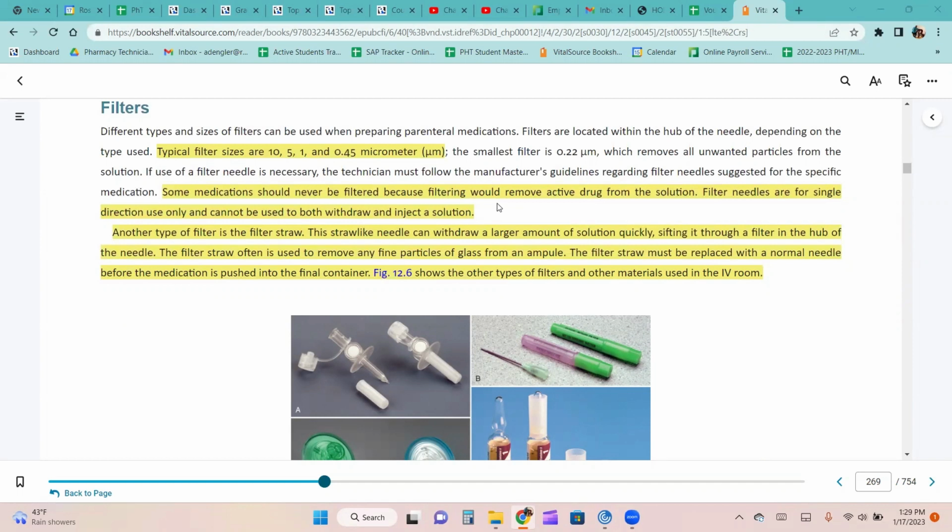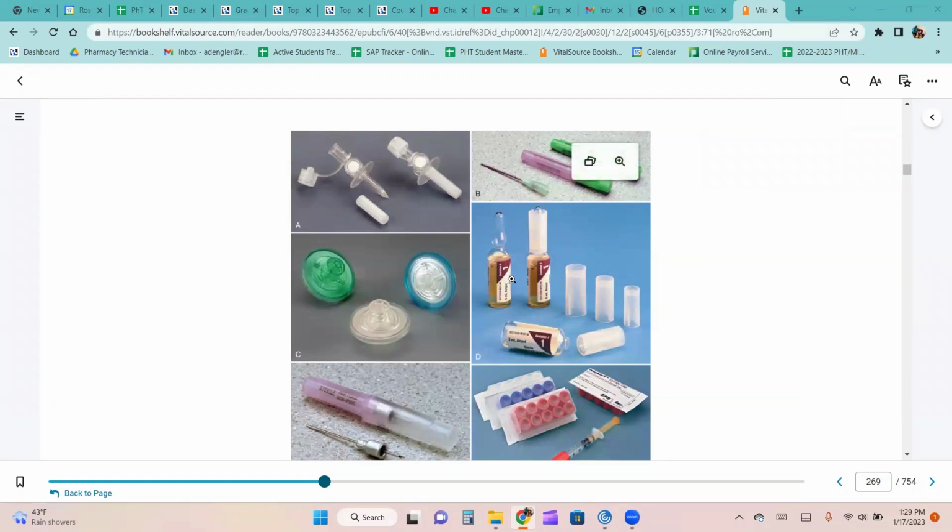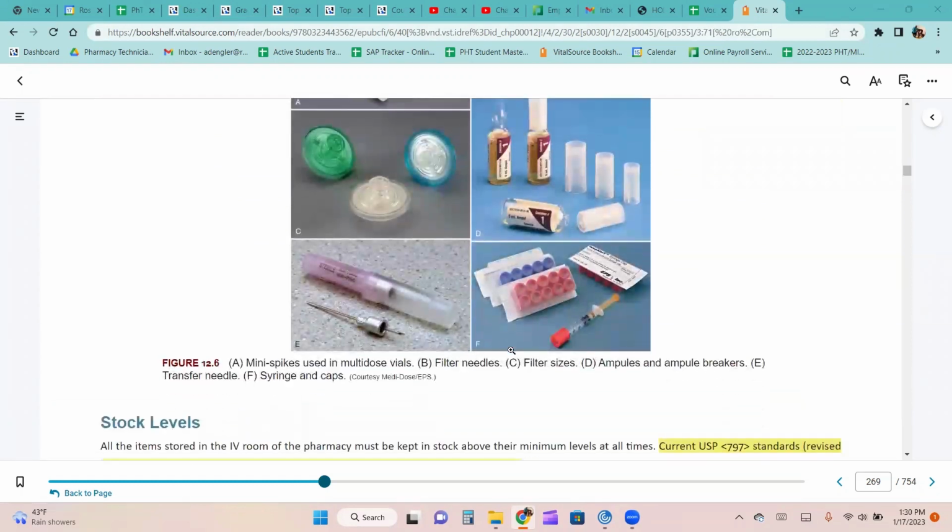Another type of filter is the filter straw. The straw-like needle can withdraw a larger amount of solution quickly, sifting it through a filter in the hub of the needle. The filter straw often is used to remove any fine particles of glass from an ampule. The filter straw must be replaced with a normal needle before the medication is pushed into the container. So here's all the different filters. Everything we just talked about up there.